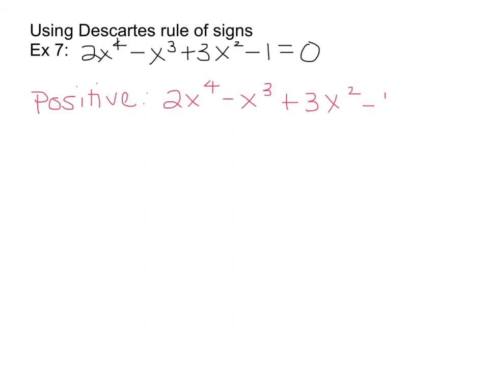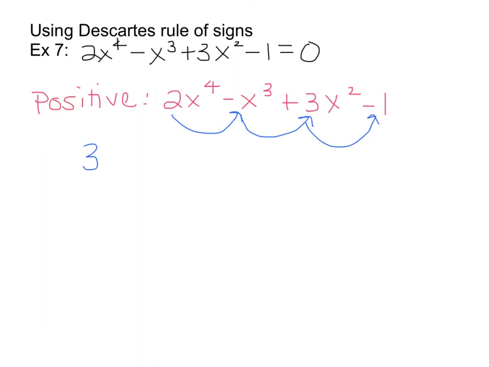So all I'm doing is I'm rewriting the polynomial that was given to us. Okay, so between positive 2 to negative 1, the sign changes from positive to negative. Okay. So then from negative 1 to positive 3, again the sign changes. And then from positive 3 to negative 1, the sign changes again from positive to negative. So there is a possibility of there being 3 positive real roots.